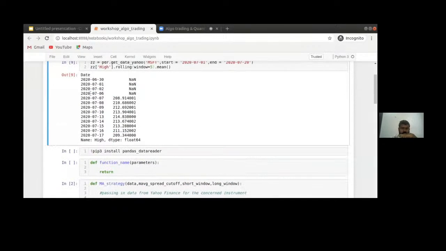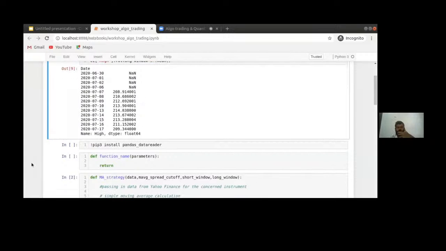Okay. Yeah. So this price 208.91 is basically the mean of all the prices up till this date, like 7th of July. And this 210 is basically the mean price till 8th of July. And this is the mean price for the last 5 days till 9th of July. So what this basically gives you is an idea about the trend over the last 5 days, like how the price has been moving. So I hope it is clear.